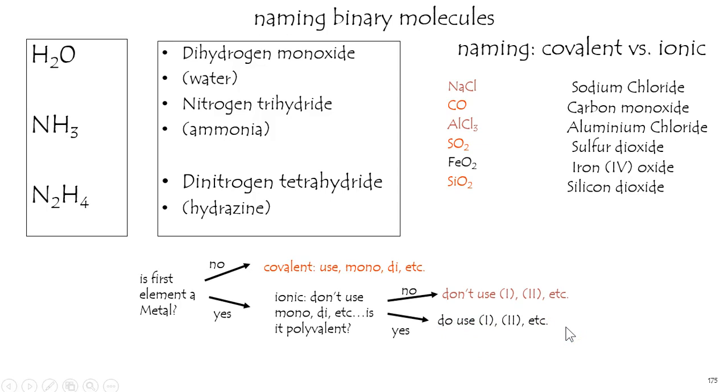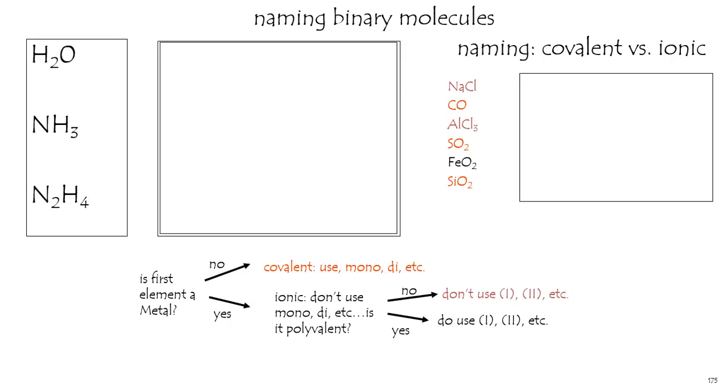More often, students get this, but they apply it a little too far. So, for example, if you said name NaCl, be careful. Don't say sodium(I) chloride because it's not polyvalent. It's just in group 1. It's always +1, so we would just say sodium chloride. This is how to name binary molecules.